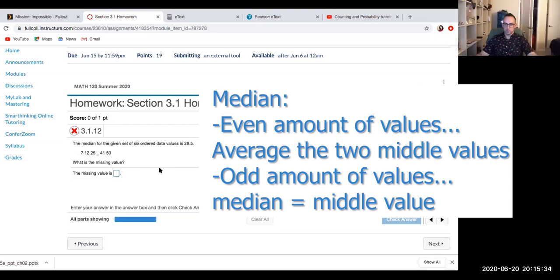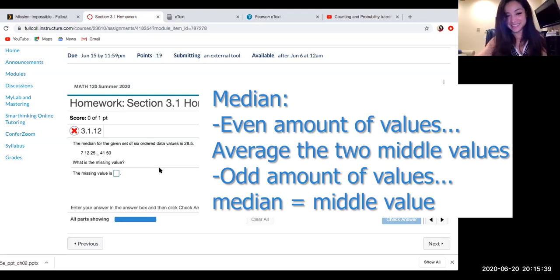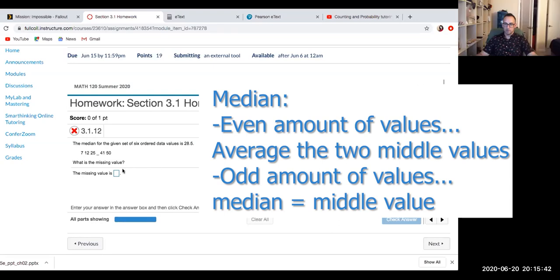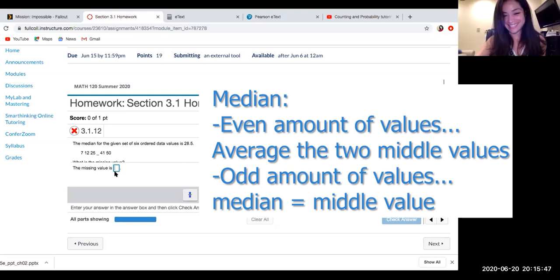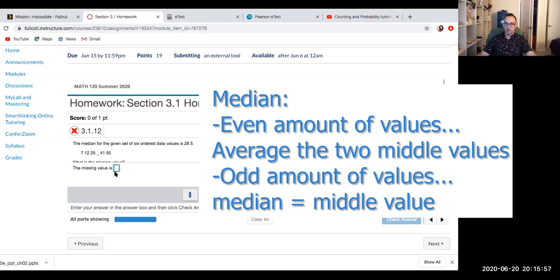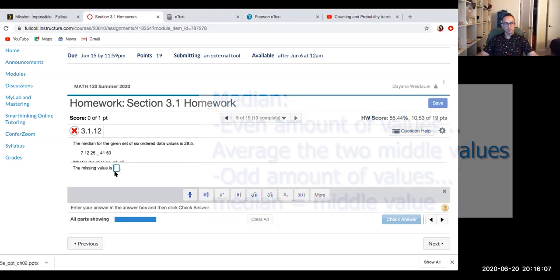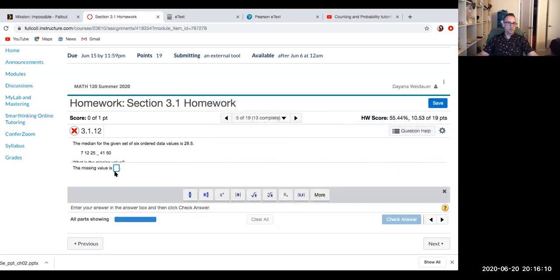So on this one, same process, right? Is this exactly the one that you did? I think so. It's exactly the one you did. No way. Yeah. 28.5 times 2 is 57. 57 minus 20 is 37, minus 5 is 32.